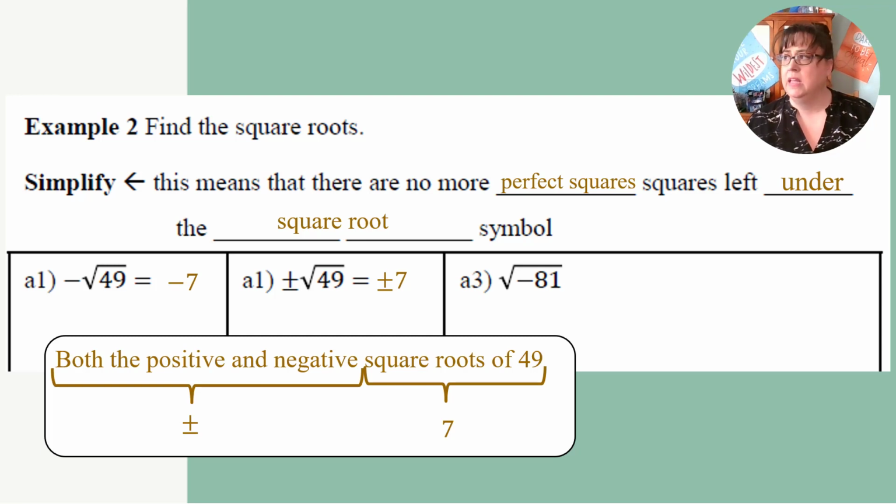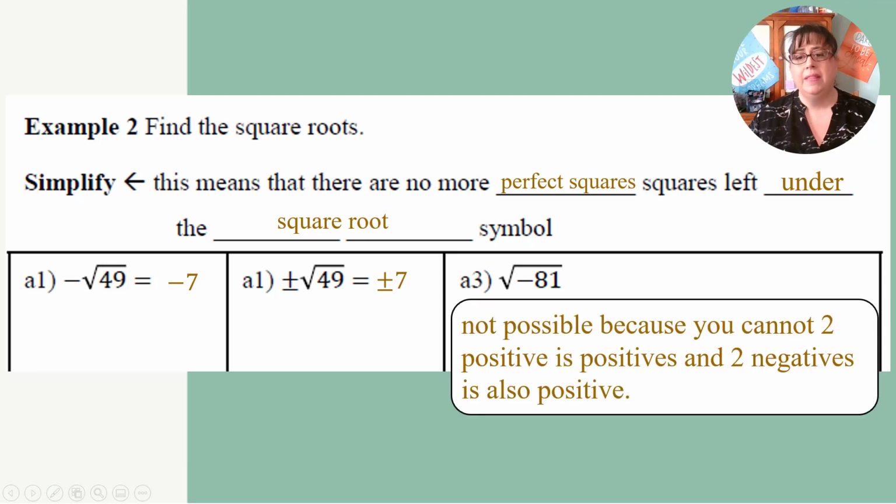And so now let's look at the last one. The last one is the square root of -81. Can you think of a number that is the same number that multiplied to 81? Yes, 9 times 9, or -9 times -9. But now it's saying I need the same number to multiply to -81. Well, that's not possible because you can't multiply two positives and get a negative, and I can't multiply two negatives to get a negative. You have to remember that perfect squares are always going to be positive.